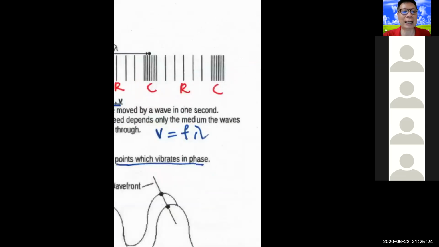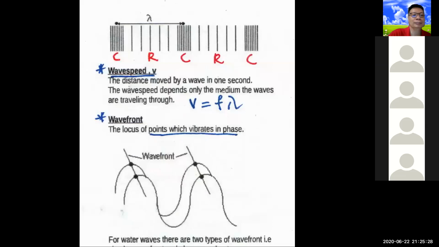Yeah, make it bigger first. Now you see here. Lambda, another method to find lambda is here for longitudinal wave. We forgot about this one just now. This one is for longitudinal wave. Okay, the lambda is the distance between a crest and not crest here. This C R is what?